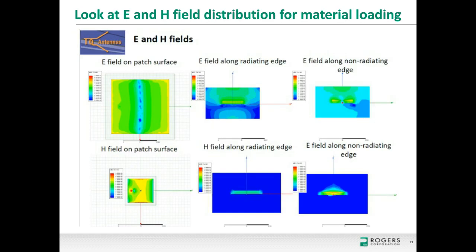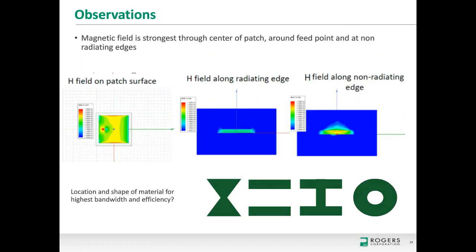Then we looked at the field distributions on that patch antenna. So to try to understand where to place the magnetic material, you want to look at where the magnetic field is strong. And what you see in this lower part of the screen here, the magnetic field is strongest along the non-radiating edges of the patch antenna and near the feed and then through the center of the patch. So looking at those structures, we can think, what are some potential shapes that we could use to load the region of the antenna where the magnetic field is strongest. And we'll look at quite a few different examples here on the next few slides.